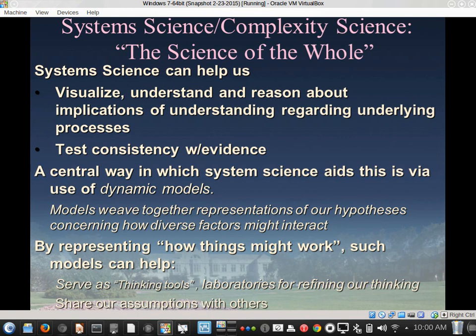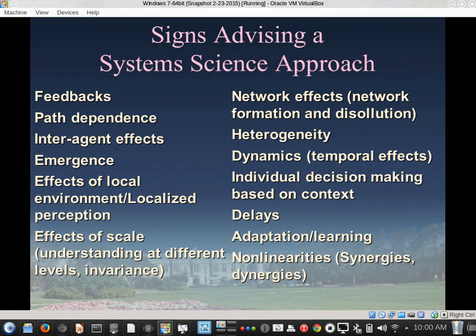So these models represent how things might work. And I use the word might. Again, this is not putting your faith in a model. It is not claiming the model is correct. It's instead advancing some hypothesis in an operational way that's more effective than just thinking about it in our head. So they serve as these thinking tools, these labs for refining our thinking and helping share our assumptions with others.